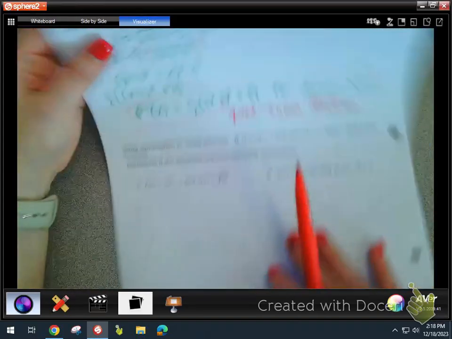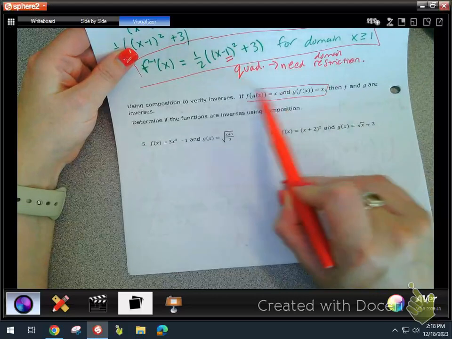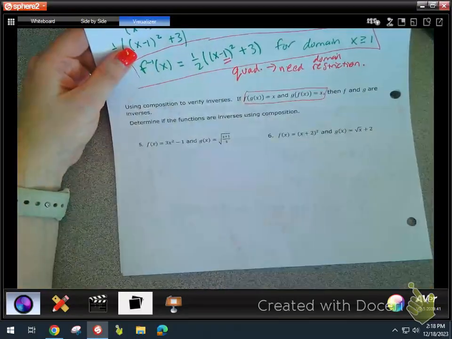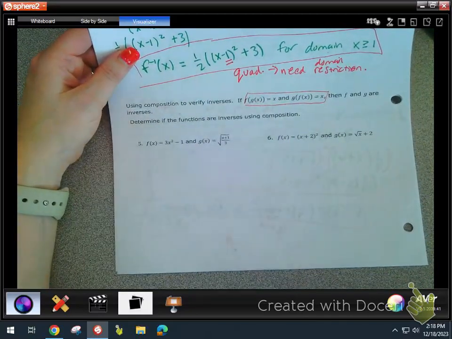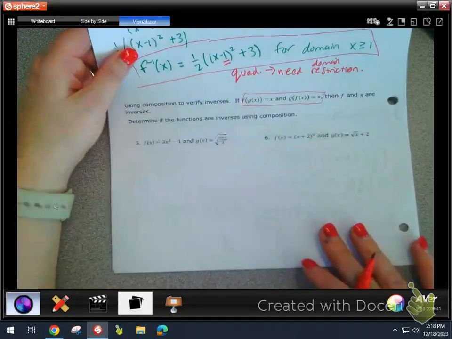The last thing is we're going to still use this inverse property, this composition property, to test and see if things are inverses. You've got some of those on your homework as well. And again, that's composing the two. So we'll do these and then it's homework time.